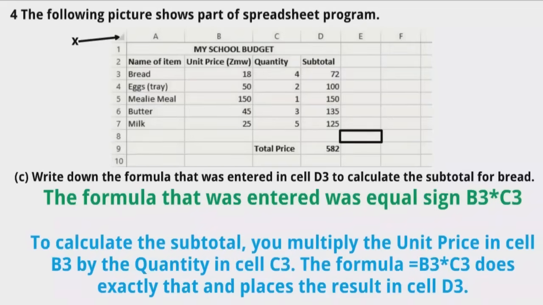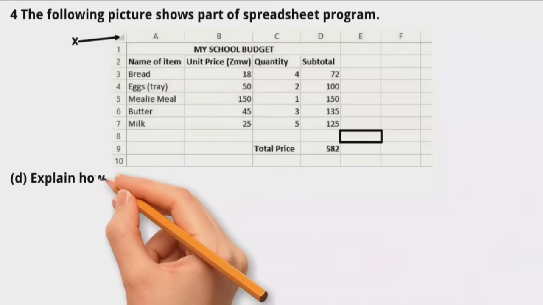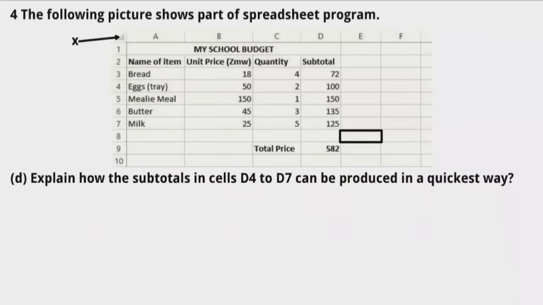=B3*C3. To calculate the subtotal, you multiply the unit price in cell B3 by the quantity in cell C3. The formula =B3*C3 does exactly that and places the result in cell D3. Now let's go to question 4D.